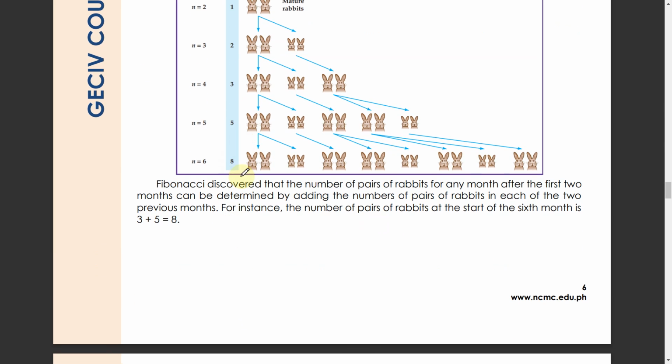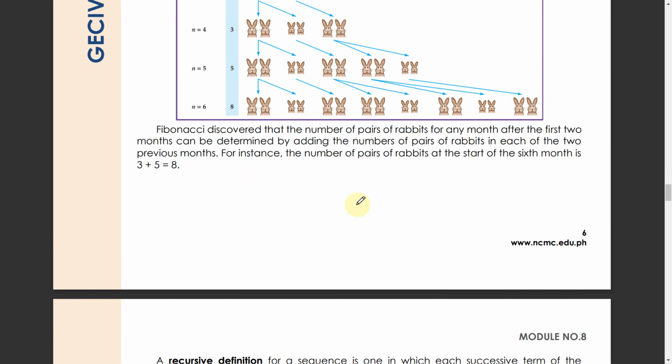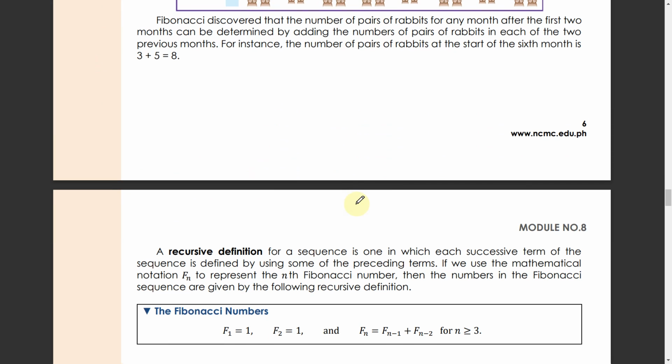So what is next after that? It's just 5 plus 8. So 5 plus 8 is 13. So 13 pairs of rabbits is next. That is the Fibonacci sequence.